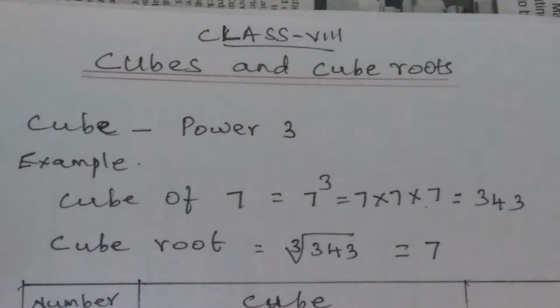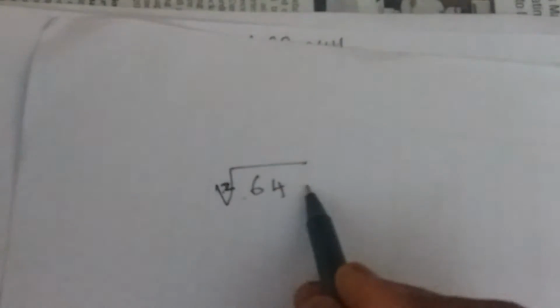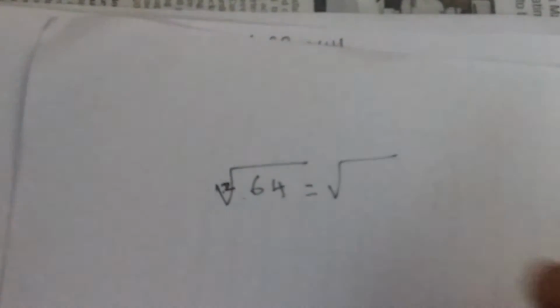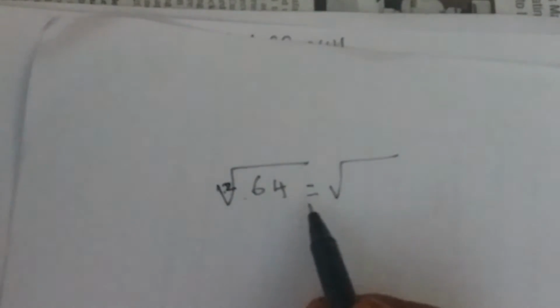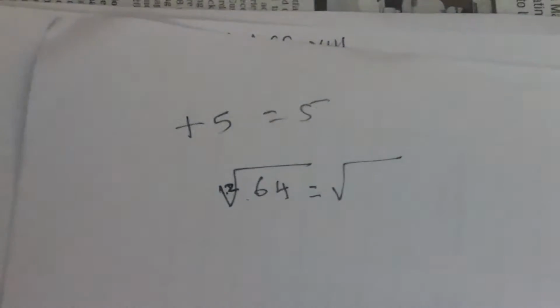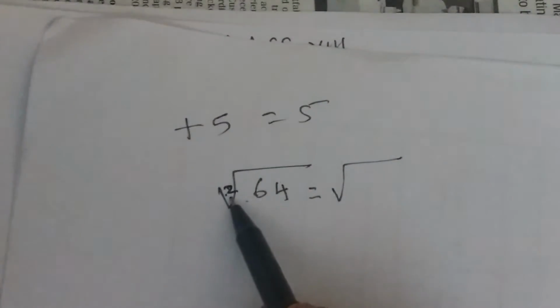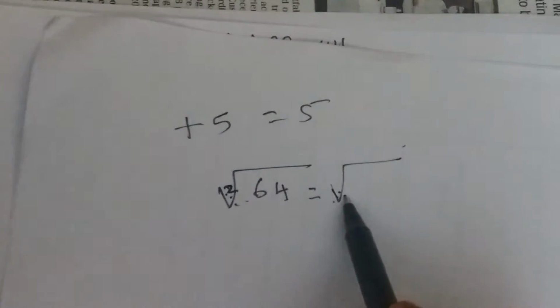What is the symbol we had for square root? This is the square root. Actually here there is a 2, because square means power 2, isn't it? So actually there is a 2 here, square root of 64. But normally we don't put this 2. Without that 2, if you write this itself, it means square root, whether you put 2 or not. For example, for positive numbers, whether you put plus 5 or just 5, both are positive integers. Same way, whether you put this 2 here or not, it is called square root. This is the symbol of square root.